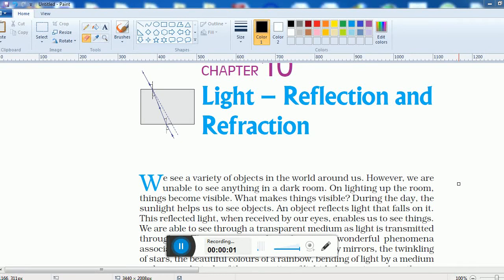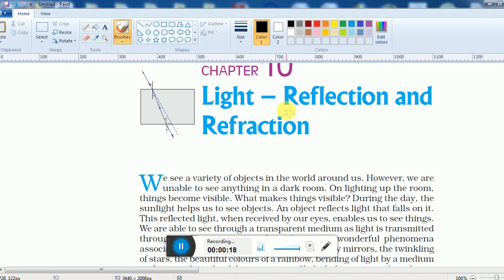So today's lesson is the reflection and the refraction of light. The name of the chapter is light. So first we learn about the reflection of light.